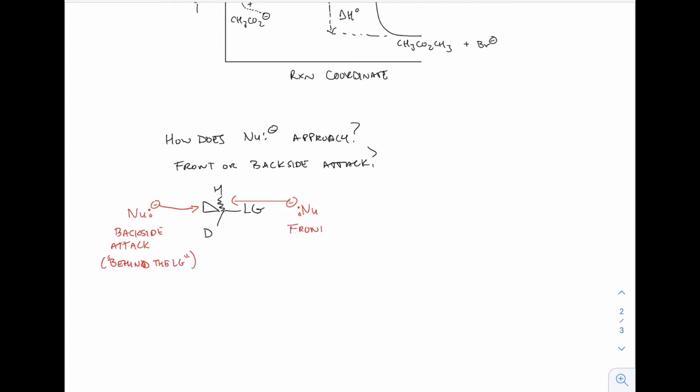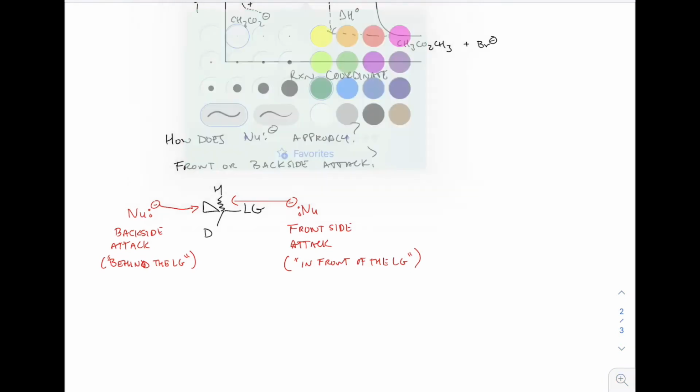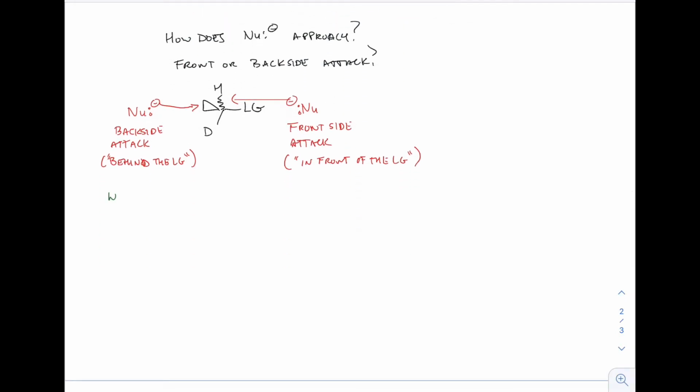And then the front side attack is basically approaching from in front of the leaving group. Okay, and that's because when a leaving group comes off, it's going to go to the right, essentially, if you break off that bond.